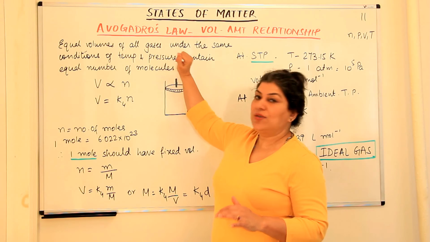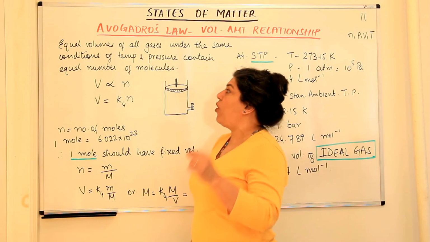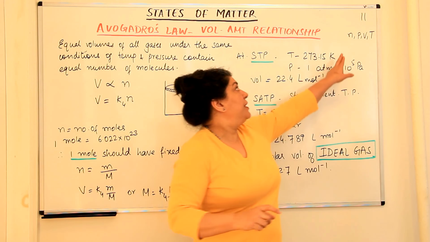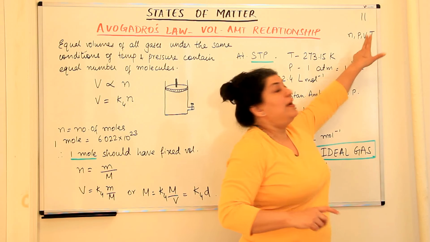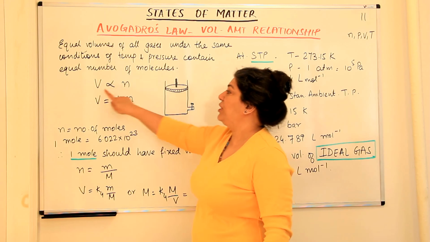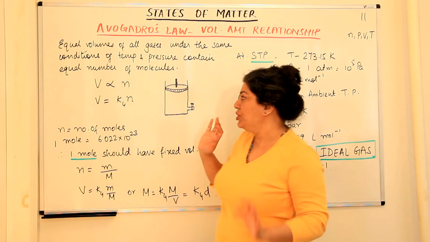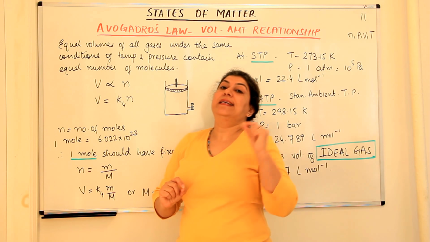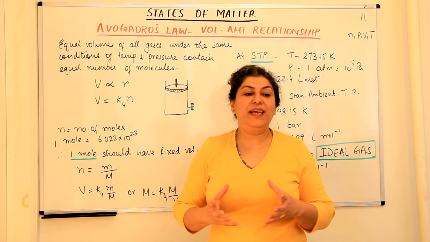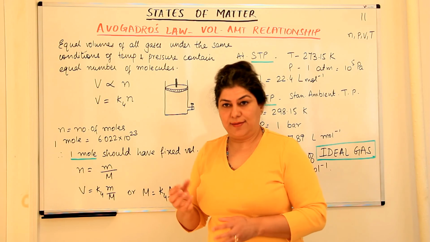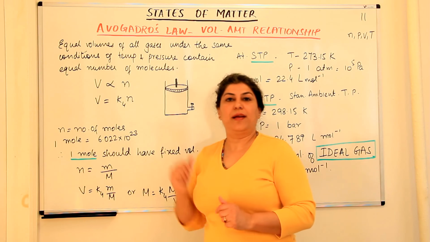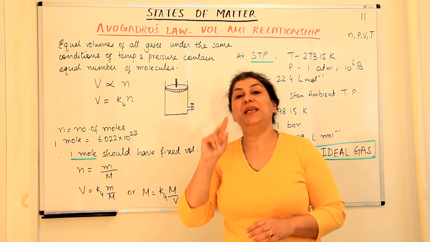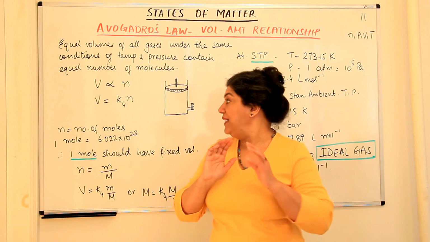I hope you have now understood that equal volumes of all gases under the same conditions of temperature and pressure have the same number of molecules. So volume is directly proportional to N, where N is number of moles. What is number of moles? When we talk of a dozen of something, a dozen bananas, the term dozen means 12. Right? It means 12.